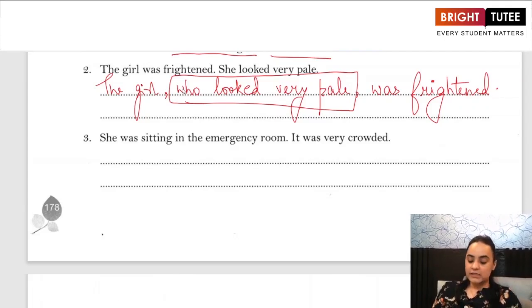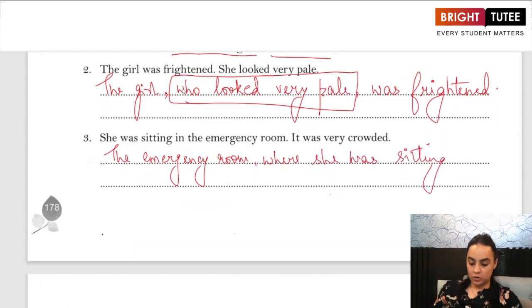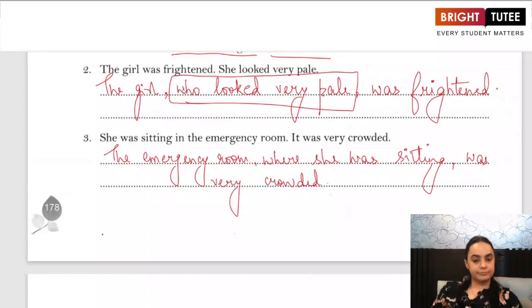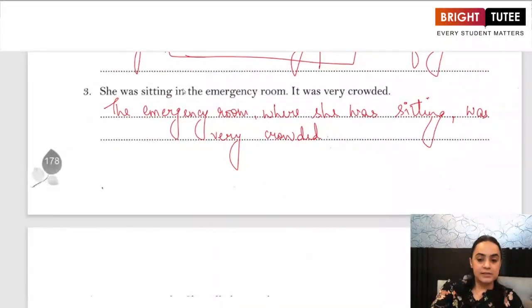Next, she was sitting in the emergency room. It was very crowded. So I say the emergency room, where she was sitting, was very crowded. Okay, let us look at the other sentence.